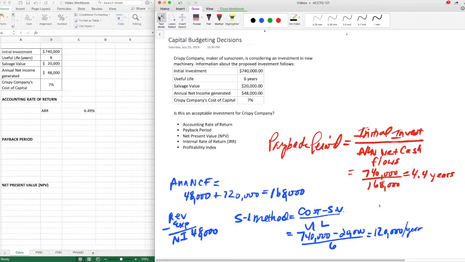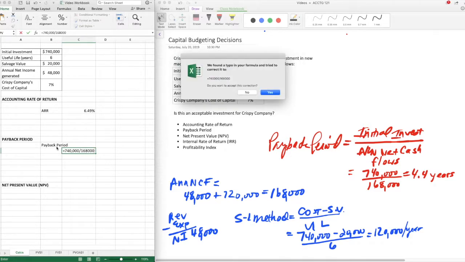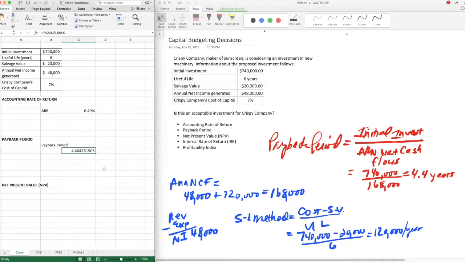So that's payback period. If we put this in, for the payback period we are looking at 740,000, and we're going to get 168,000 per year. That's our payback period. We are looking at a payback period of approximately 4.40, so 4.4 years to get our money back.